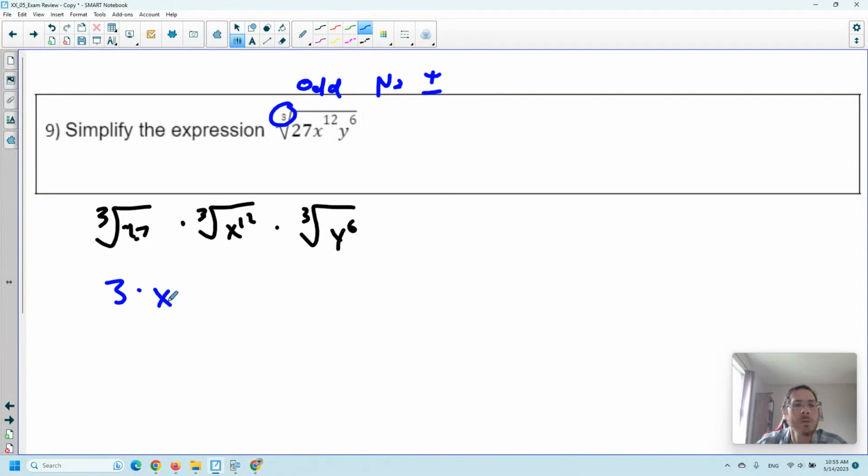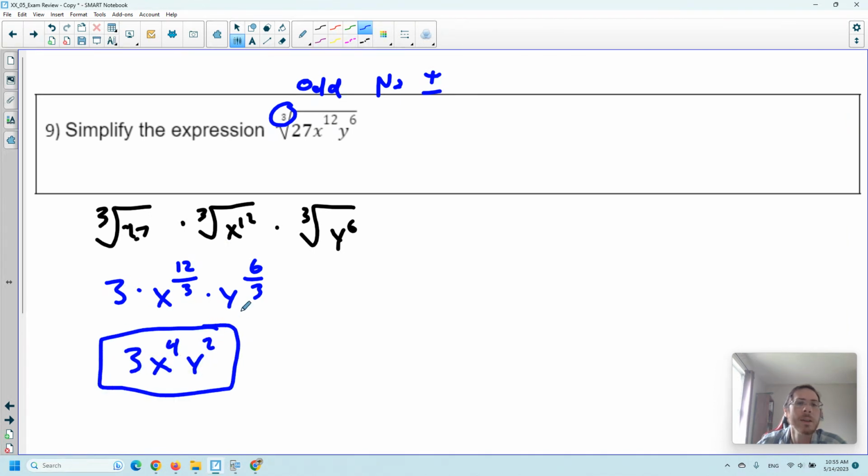For these ones, we're going to convert them into fractions. So it's our exponent inside divided by the index. So 12 over 3 and 6 over 3. So final answer, 3x to the 4, y to the 2nd. And that's about it. So that's all we got for 9. If you really want to double check it, you can graph this one in y1, your answer in y2, and they should match up perfectly.